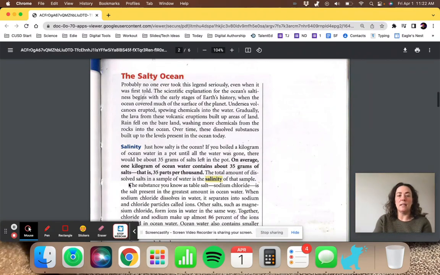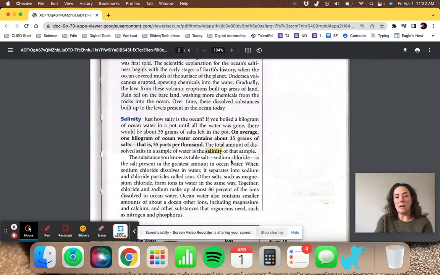Okay, so I'm going to start here again. It says, the substance that you know as table salt, sodium chloride, is the salt present in the greatest amount in ocean water. When sodium chloride dissolves in water, it separates into sodium and chloride particles called ions.